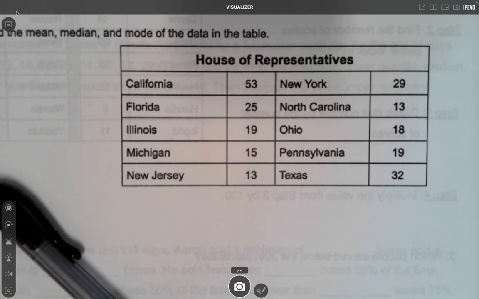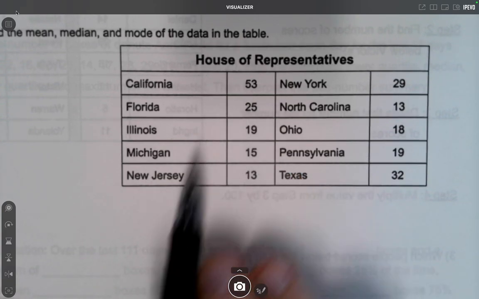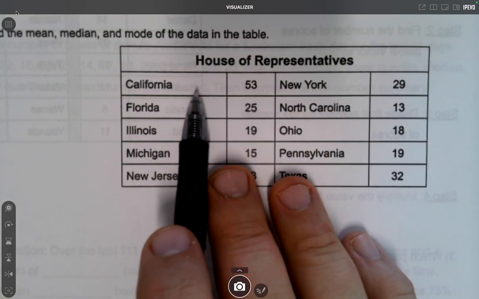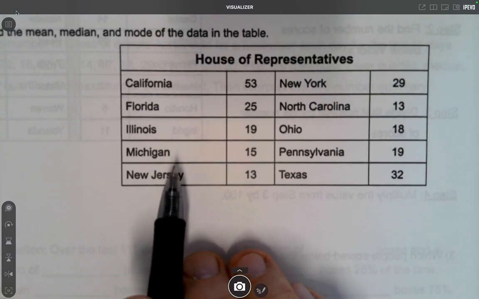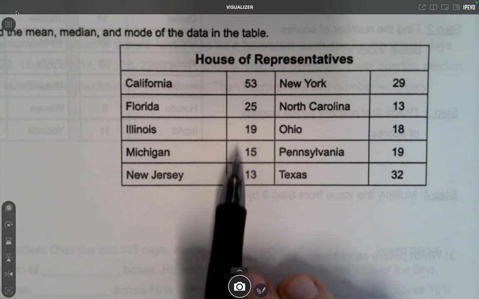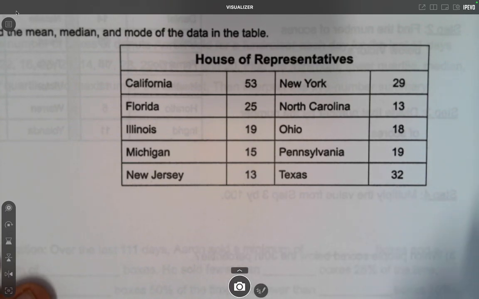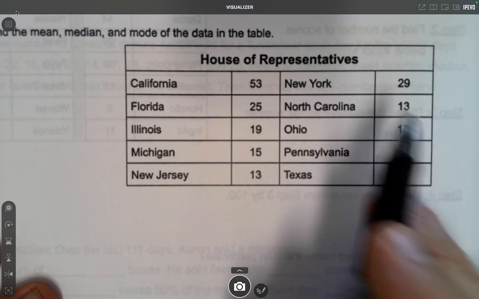So this is the number of representatives for these states. It may have been adjusted since I got this data, but this was correct at some point in the recent past. So California, being the most populous state, does have the most representatives in the House. New York's very populous, but you can see it's not nearly as populous as California. New York City is huge, but as a state, California has a lot more people. You can see Florida has a pretty big number, but smaller numbers down here. North Carolina has 13, and so on. So looking at these 10 states, we're going to find the mean, the median, and mode of these numbers.